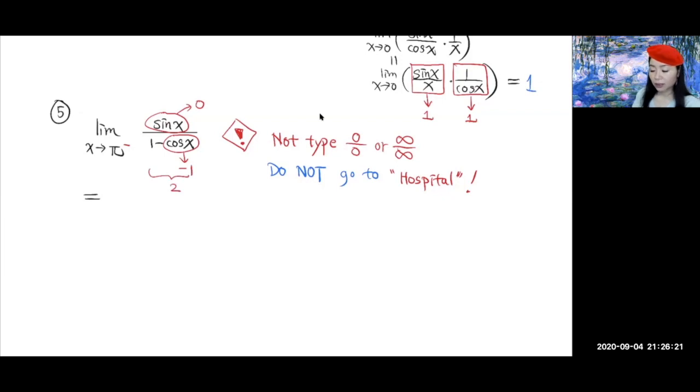So for this limit, the numerator goes to 0 and the denominator goes to 2. So the limit here will be 0. 0 divided by 2 is 0. So the limit here is equal to 0. Be very careful over here. Do not apply L'Hopital's rule, because this limit is not 0 over 0 or infinity over infinity. This limit is not of these two emergency types. Do not go to the hospital.